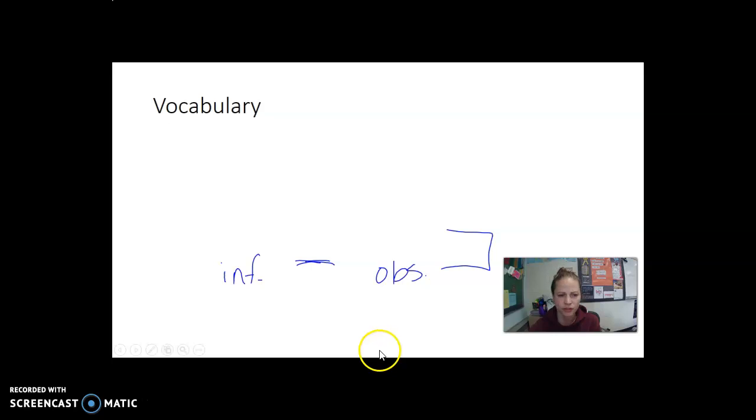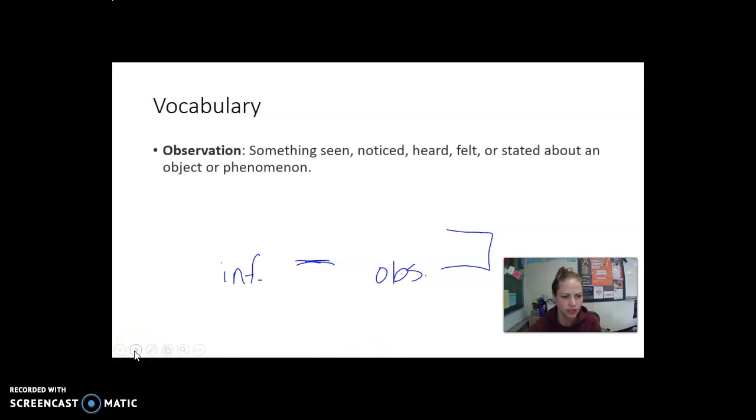So we have a little bit of vocab for you today. An observation is something that's seen, noticed, heard, felt, or stated about an object or phenomenon. Phenomenon is just an event, okay? And an observation is usually something no one can argue with.